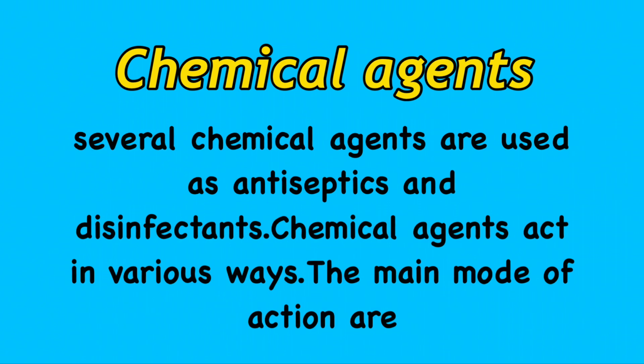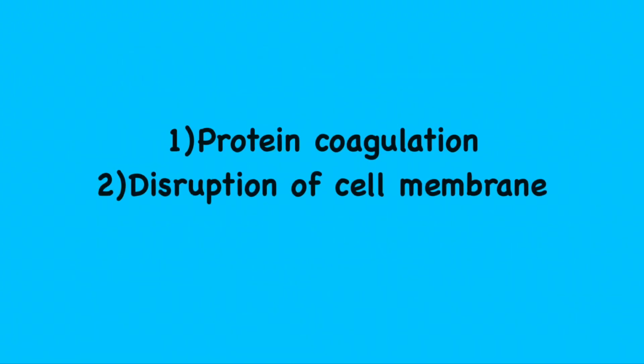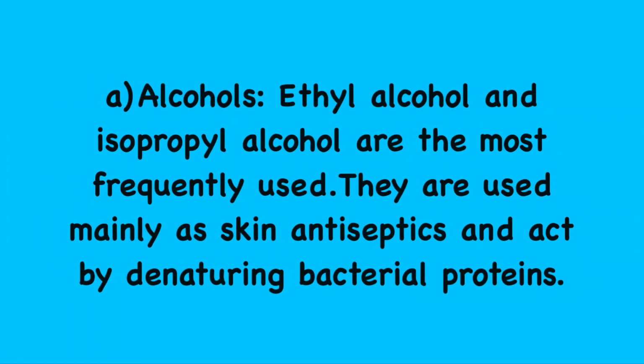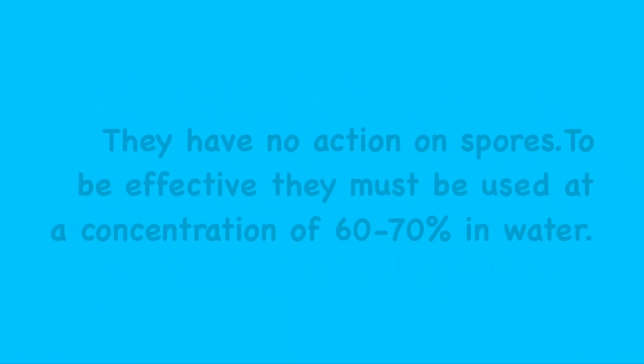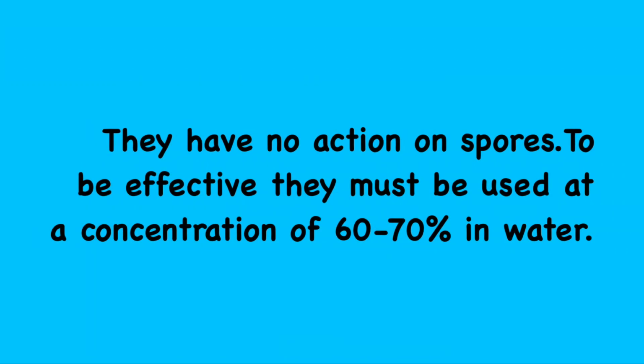Chemical agents. Several chemical agents are used as antiseptics and disinfectants. Chemical agents act in various ways. The main modes of action are: 1. Protein coagulation, 2. Disruption of cell membrane. Alcohols. Ethyl alcohol and isopropyl alcohol are the most frequently used. They are used mainly as skin antiseptics and act by denaturing bacterial proteins. They have no action on spores. To be effective, they must be used at a concentration of 60 to 70% in water.